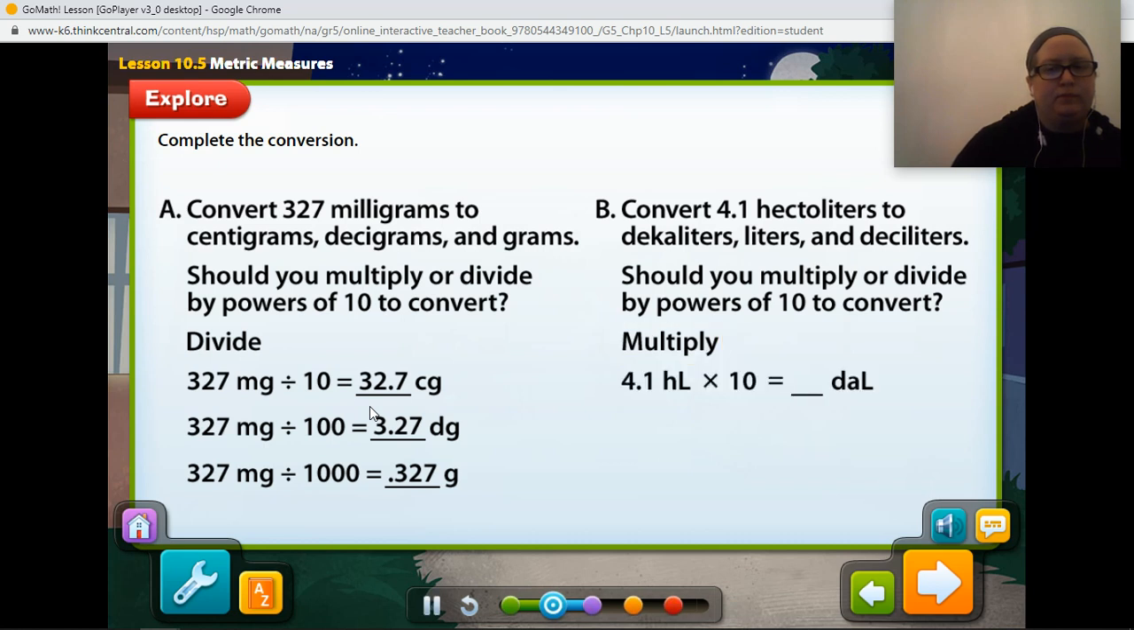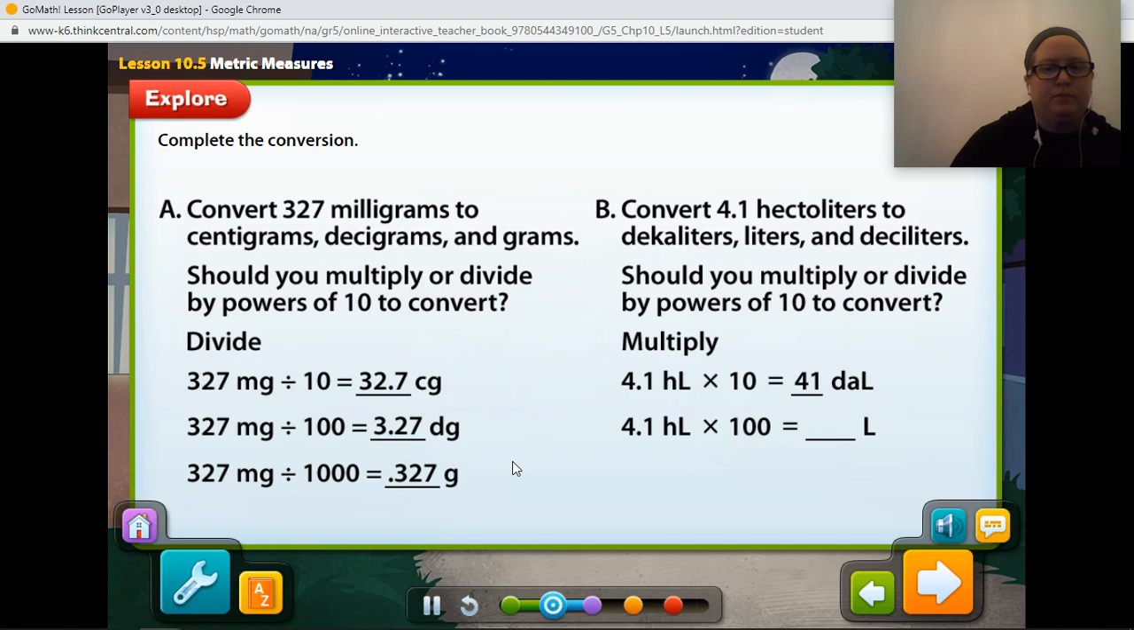How many decaliters are in 4 1/10 hectoliters? To find out, multiply by 10. 4 1/10 hectoliters is equal to 41 decaliters. Since you're multiplying by 1 power of 10, you move the decimal point to the right 1 place. There's no need to show the decimal point after 41 since there are no fractional units remaining.